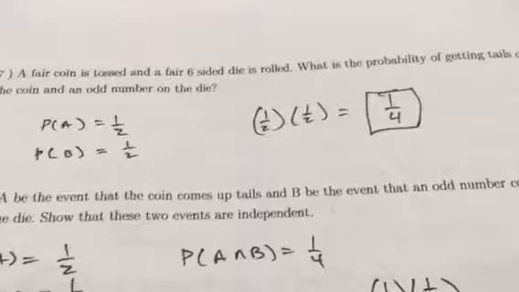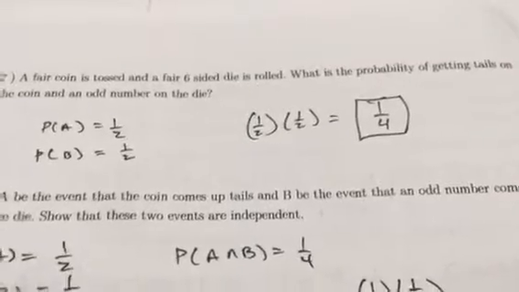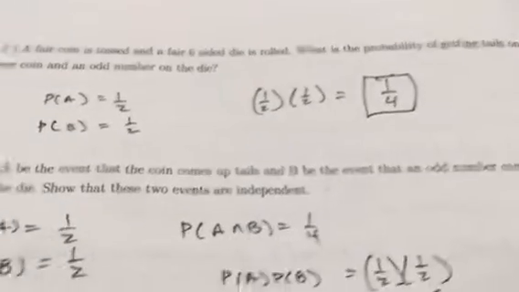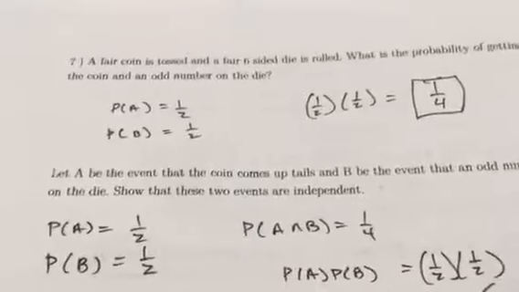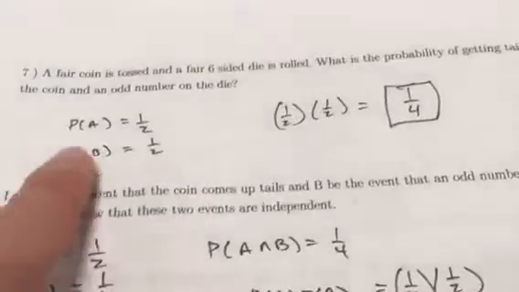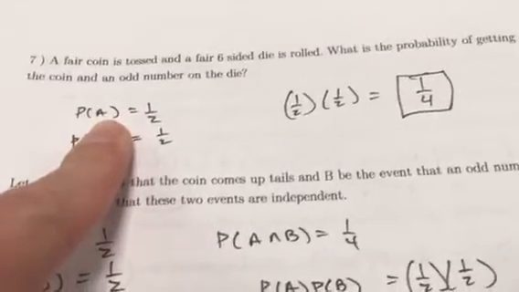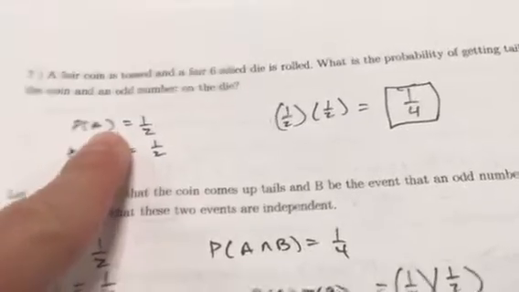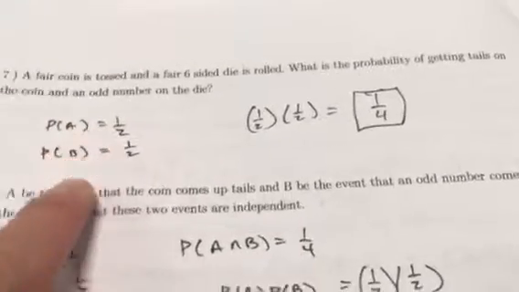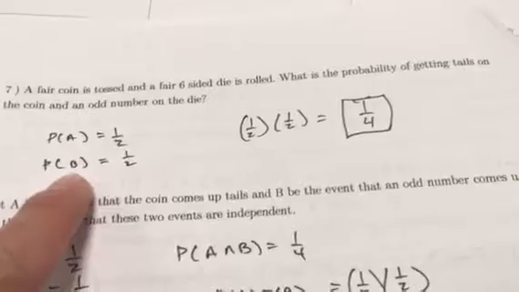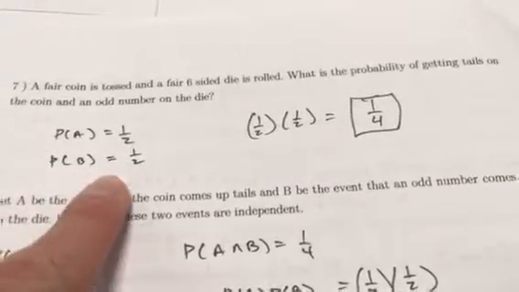All right. A fair coin is tossed and a fair 6-sided die is rolled. What's the probability of getting tails on the coin and an odd number on the die? Probability of A is you toss the coin and get a tails. And then B is the probability that you get an odd number. 1/2 times 1/2 is a 4th.